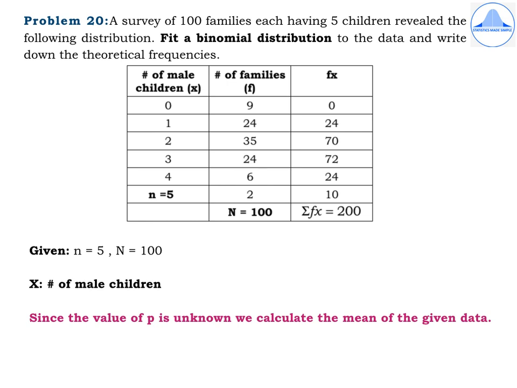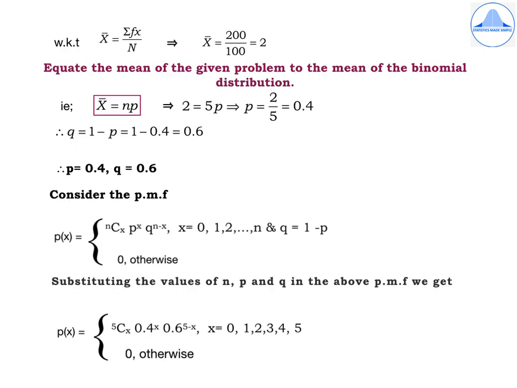We have to use the formula x bar is equal to summation fx by capital N, which means that we need the fx column. So in the table, form the fx column, which you get as 0, 24, 70, 72, 24 and 10. And summation fx will be equal to 200. Writing the mean formula, x bar is equal to summation fx by capital N. We get x bar is equal to 200 divided by 100, which is equal to 2.